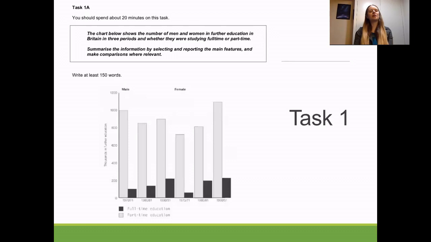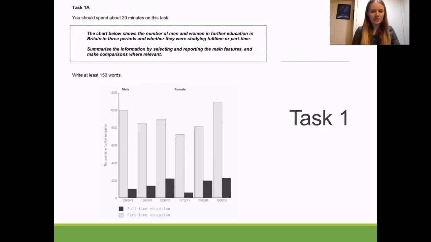Before we get into the scoring, just to be sure that you know the type of question that you will see on this section of the test, this is one example that is quite typical. The question tells you that you will be spending 20 minutes on this task, and then it asks the following question. It says, the chart below shows the number of men and women in further education in Britain in 3 periods and whether they were studying full-time or part-time. Summarize the information by selecting and reporting the main features, and make comparisons where relevant. And you should write at least 150 words.